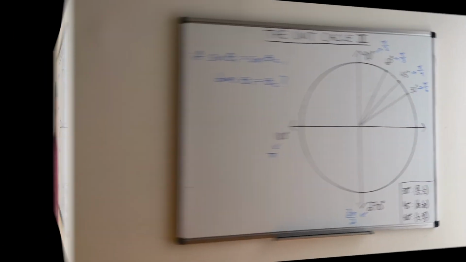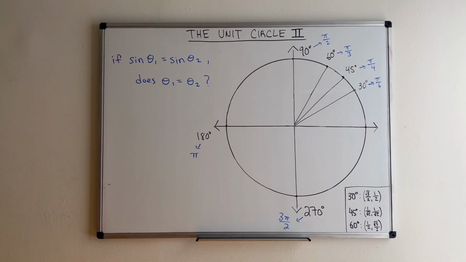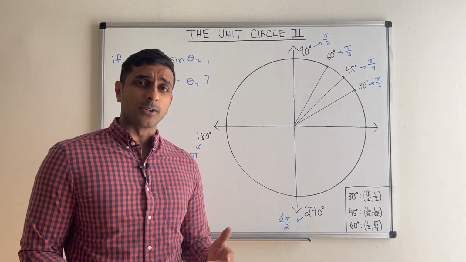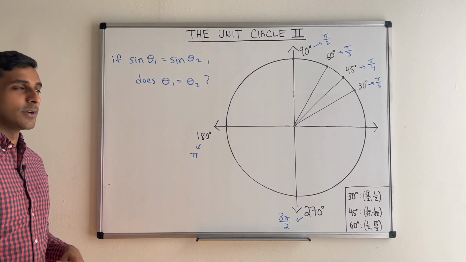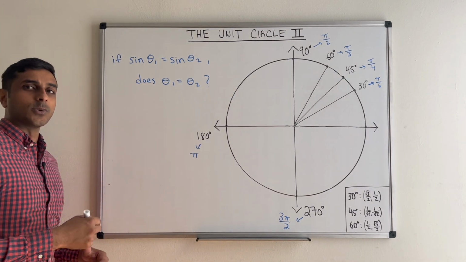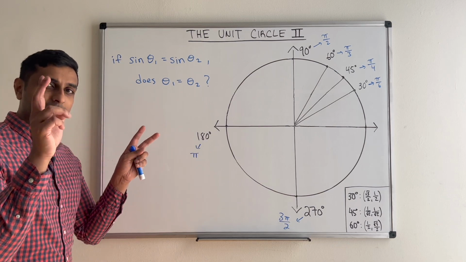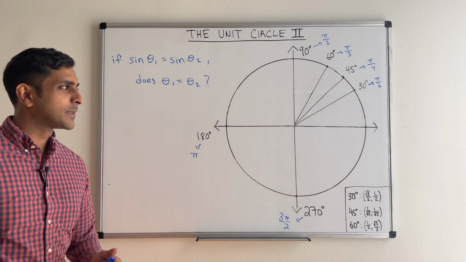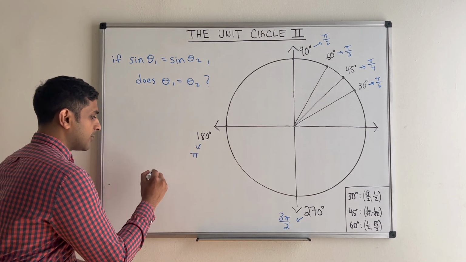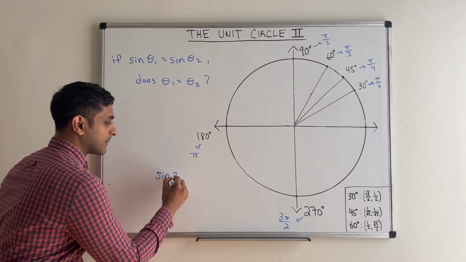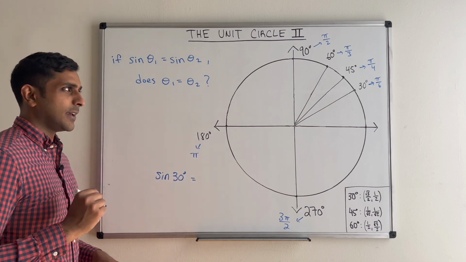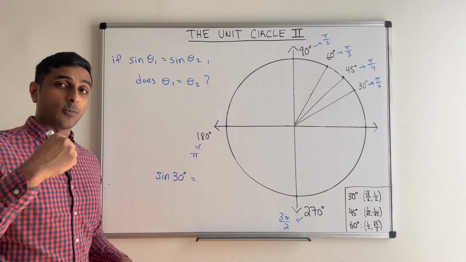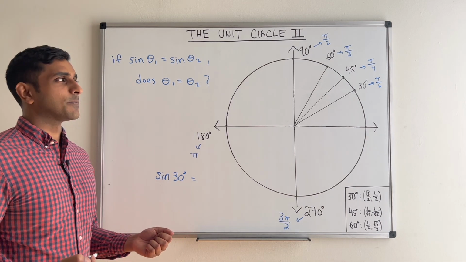Next question. If you knew for a fact that 2 angles, θ1 and θ2, had the same sine, can you conclude that they have to be the same angle? Or in other words, if sine of theta 1 equals sine of theta 2, can you cancel out the signs, so to speak, and determine that theta 1 must be theta 2? Well, it might be helpful to think about a specific example, like sine of 30 degrees. Is there any angle out there that's not 30 degrees that has the same y-coordinate or sine as 30 degrees?